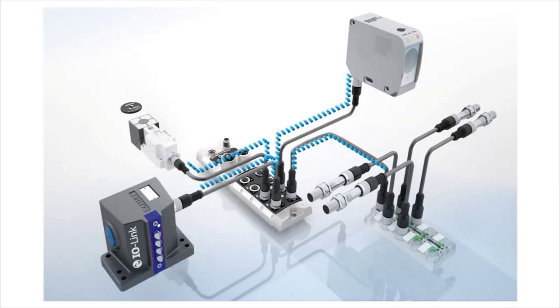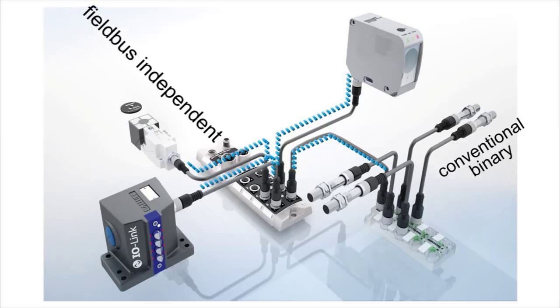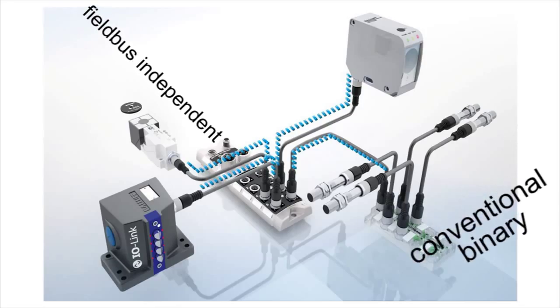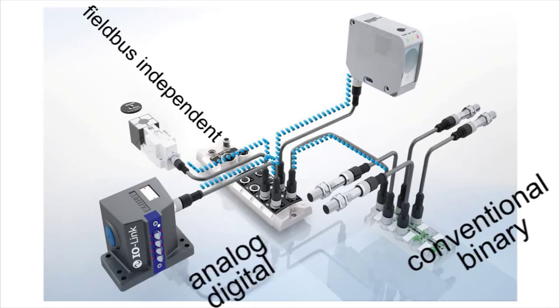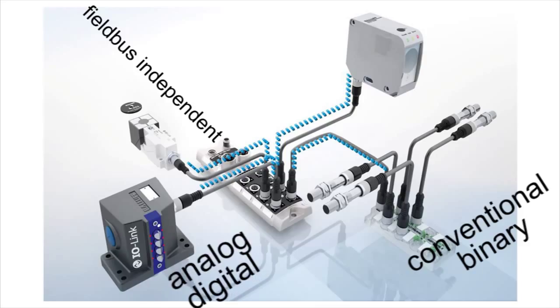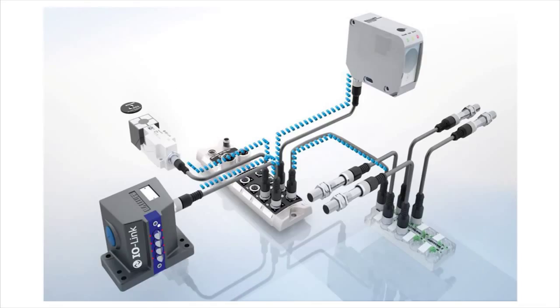IO-Link is a simple new standard field bus, independent and open communications interface which integrates conventional and intelligent binary, analog or digital sensors and actuators into automation systems without additional effort or expense. IO-Link is not a new bus system. It is a serial bidirectional point-to-point connection between IO-Link master device and the sensor or actuator.